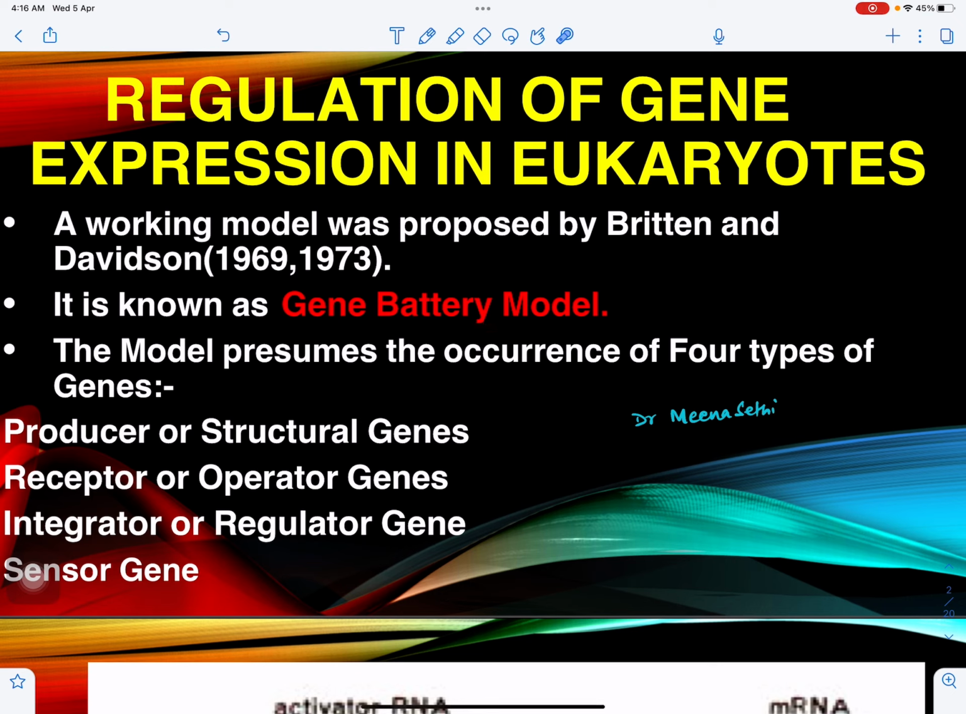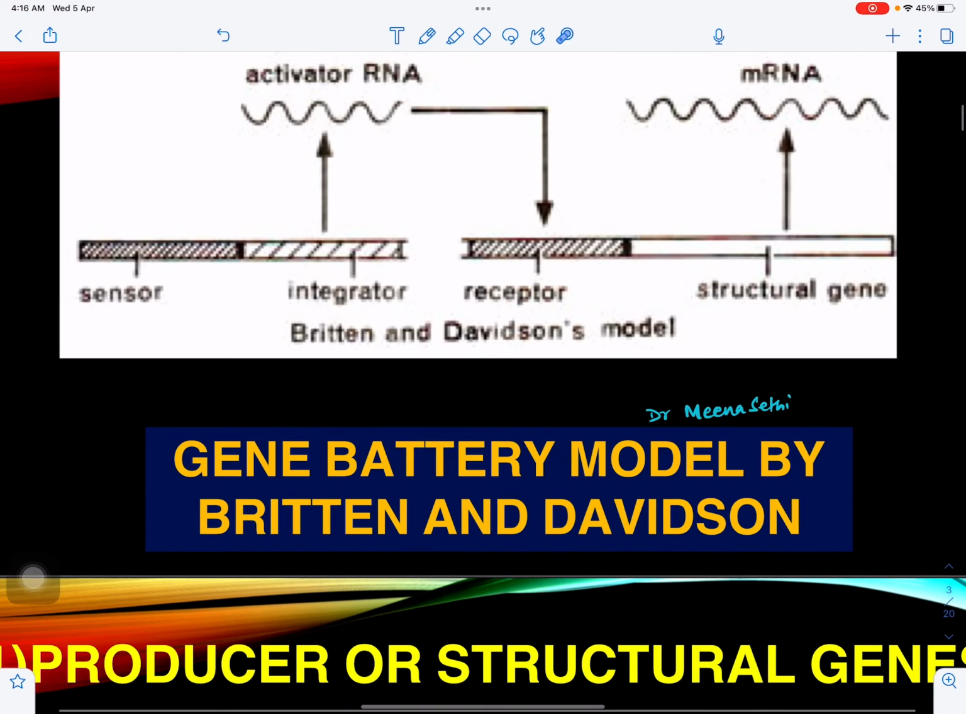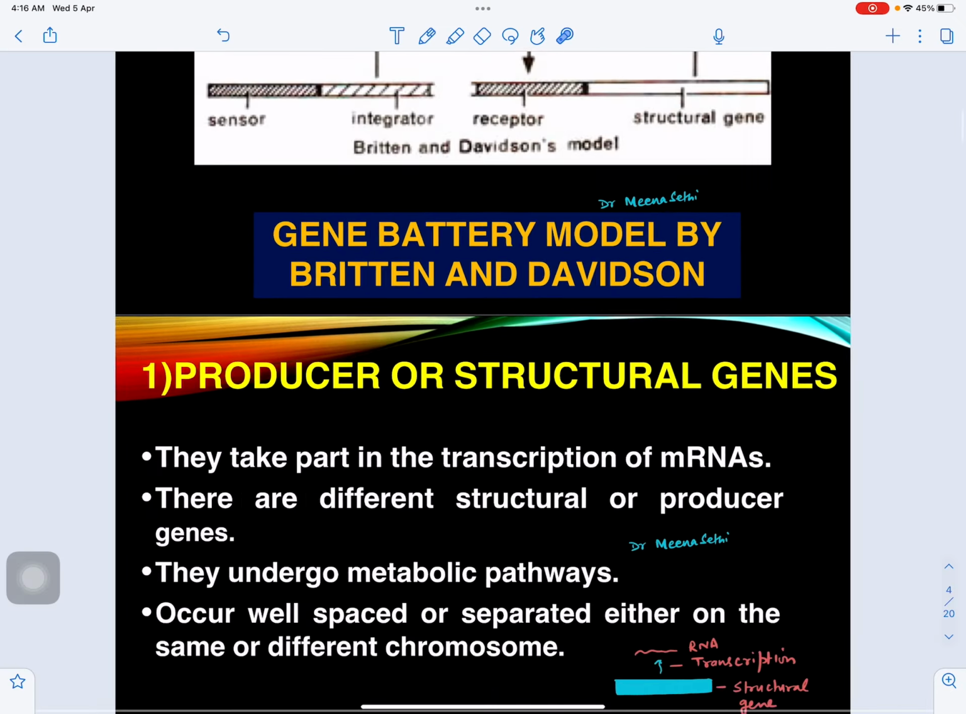This model comprises four genes: producer or structural gene, receptor or operator gene, integrator or regulator gene, and sensor gene. In prokaryotes, these are called structural genes, operator genes, and regulator genes. But in eukaryotes, it is producer, receptor, integrator, and sensor genes. Now, how do these genes work? First we'll discuss in detail what producer or structural genes are.